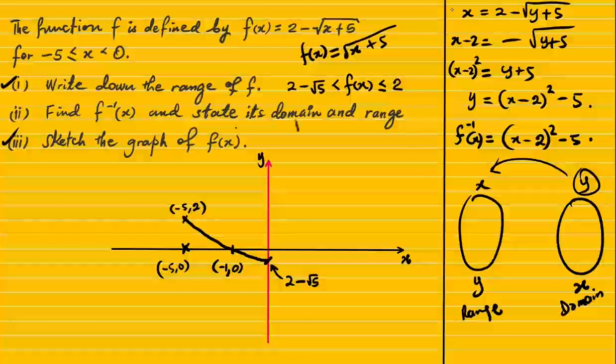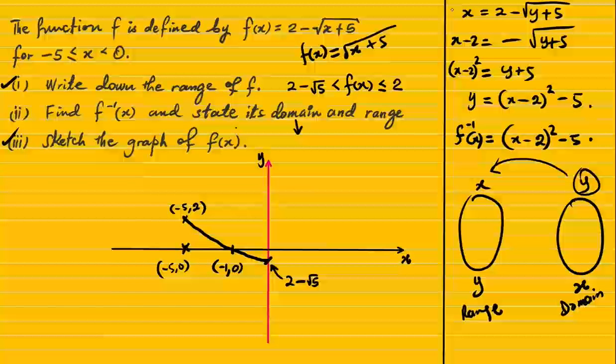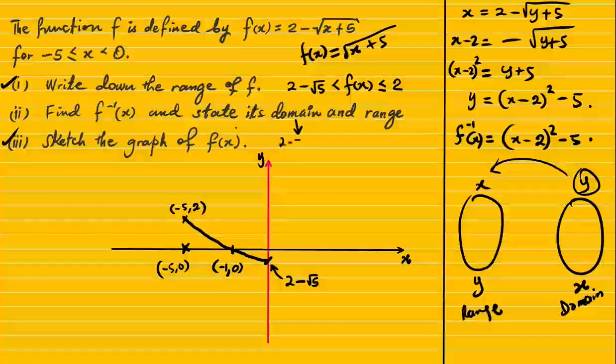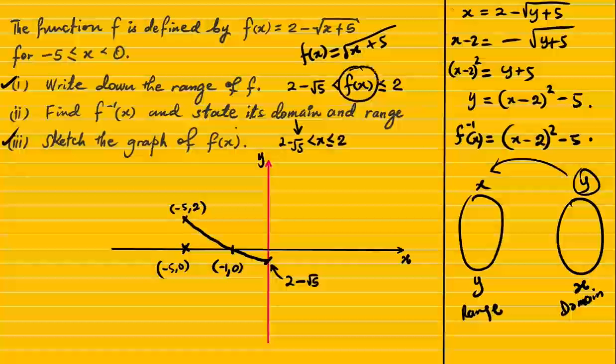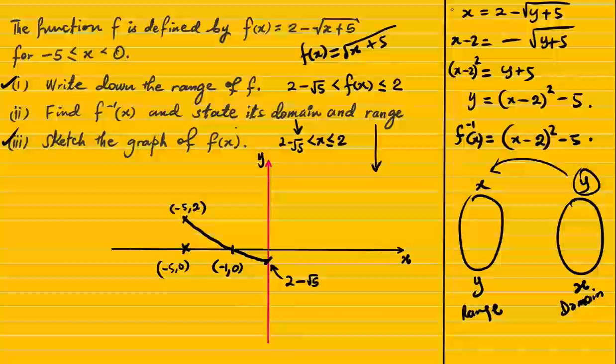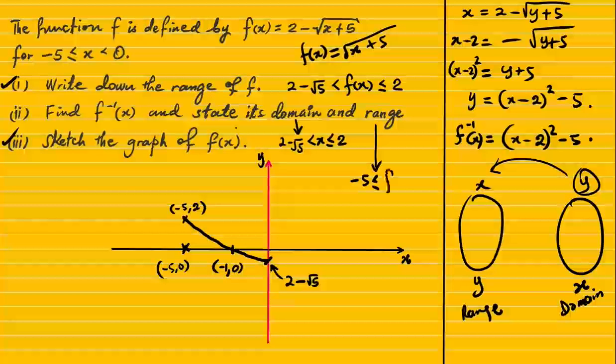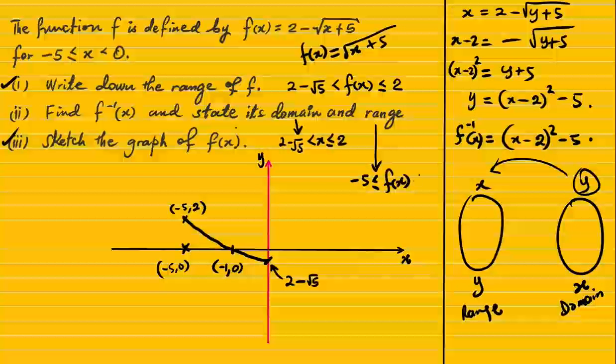So for the domain, what was the range? Let's put it there. 2 minus root of 5 is less than x, and that's less than or equal to 2. Remember that I changed from f of x to x. Okay, so that's the new domain. Now for the range of f inverse, what was the domain before? Minus 5 is less than or equal to, now you write f of x, which is less than 0. And the job is done.